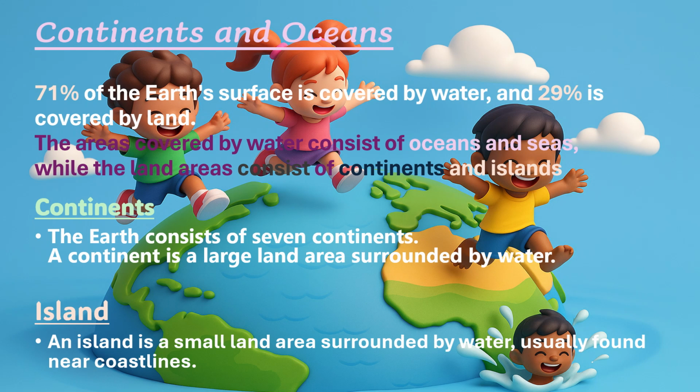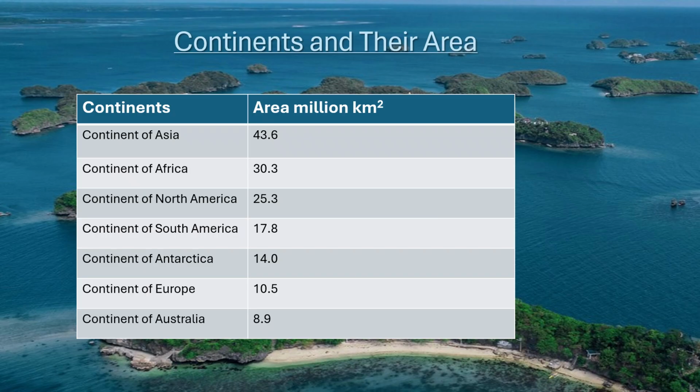Island. An island is a small land area surrounded by water, usually found near coastlines. Now that we know what continents are, now let's learn how much space each continent takes on our giant blue and green marble. Continents. Continent of Asia, Africa, North America, South America, Antarctica, Europe, and Australia.